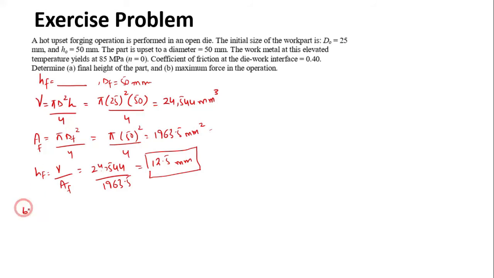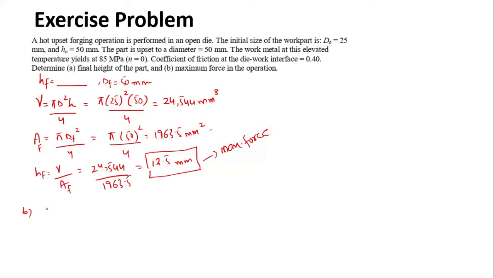Now part B is we have to find out the maximum force. As you know, the maximum force in the forging operation is towards the end of the stroke. So we have the initial height equal to 50 millimeter. We have the final height of 12.5 millimeter. So at this height of 12.5 millimeter, we will have the maximum force.